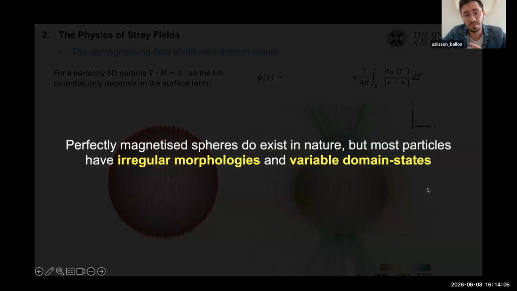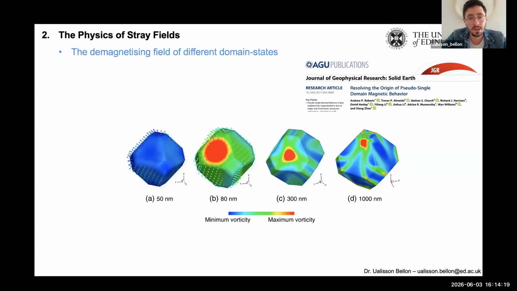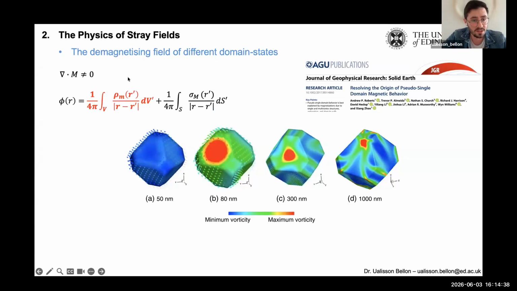However, we know that most particles in nature don't have regular morphologies, and they have variable domain states. So this idea that we can just look at the surface charges often doesn't apply, especially because as particles grow, they go from single domain states, as in the particle in blue here, to more complex vortex states in the case of magnetite, becoming progressively more complex. And this means that for anything that's not single domain, there is an internal variation of the magnetization, and that first term of the equation actually matters.